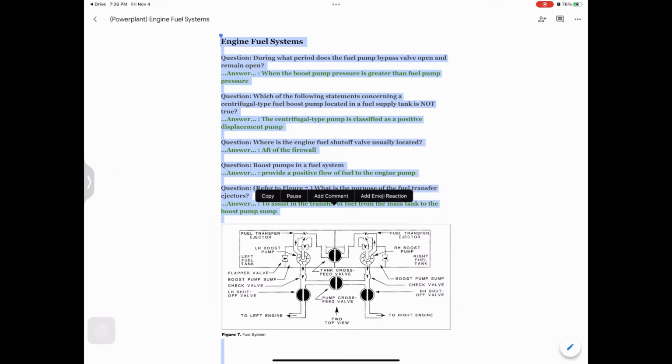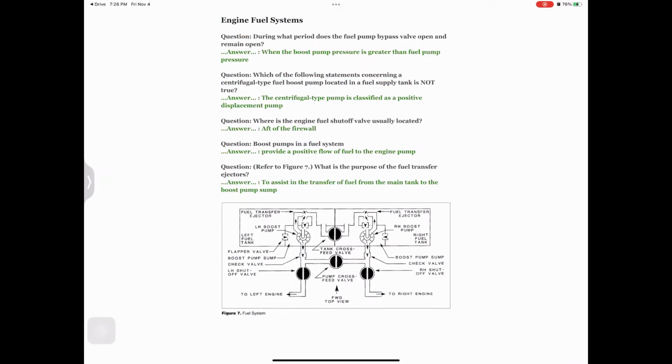Engine fuel systems. Question. During what period does the fuel pump bypass valve open and remain open? Answer. When the boost pump pressure is greater than fuel pump pressure. Question. Which of the following statements concerning a centrifugal type fuel boost pump located in a fuel supply tank is not true? Answer. The centrifugal type pump is classified as a positive displacement pump.